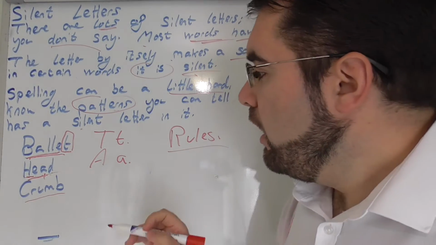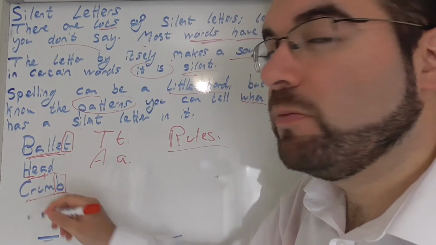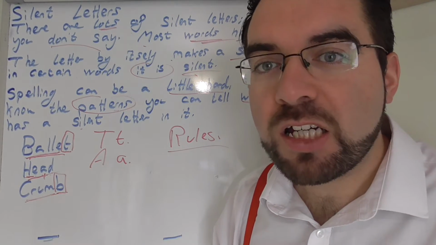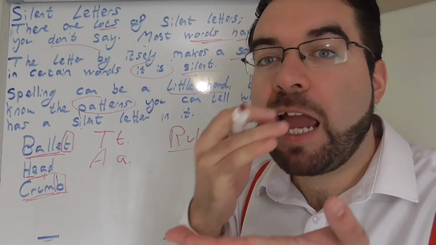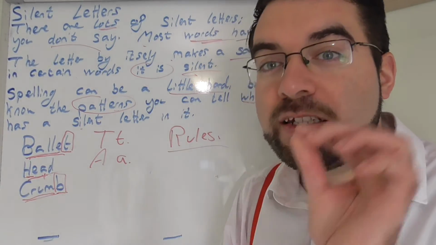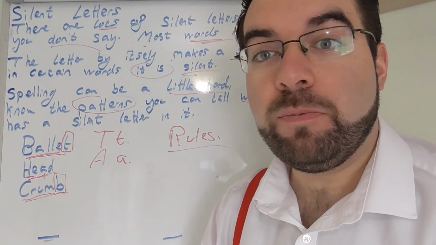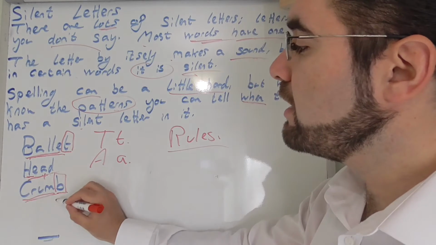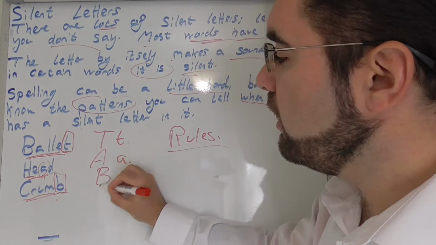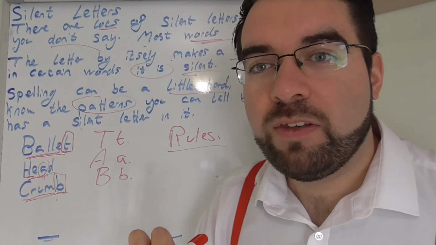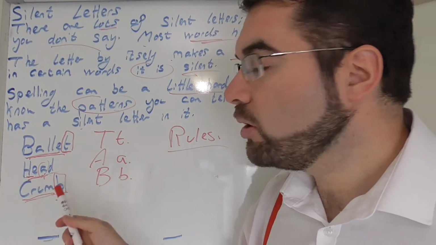And crumb, B. Crumb, not crumb, it's crumb. When you're eating and things falling down. Crumb. Silent B, silent A, silent T. Silent letters. Ballet, head, crumb.